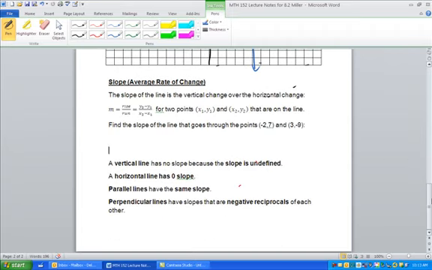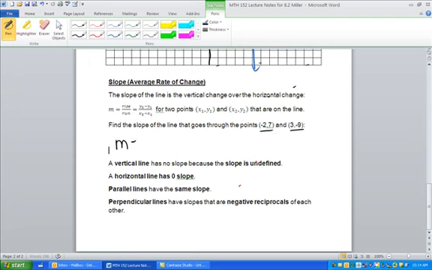The slope or average rate of change. The slope of a line is the vertical change over the horizontal change. We call it m, rise over run, or y sub 2 minus y sub 1 over x sub 2 minus x sub 1 for 2 points on the line. x sub 1, y sub 1 is the first point, and the second point is x sub 2, y sub 2. Now we want to find the slope of the line that goes through these 2 points.